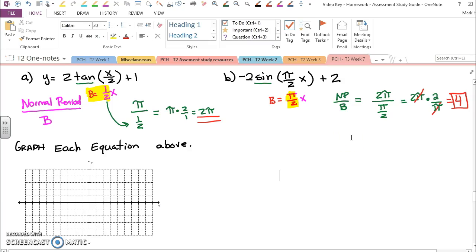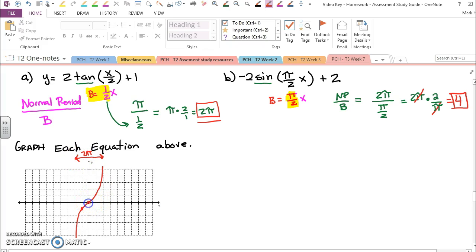We've been asked to graph 2 tangent x over 2 plus 1. And previously we figured out that the period was 2 pi. So that means tangent, which normally goes low to high like this, will have a period of 2 pi. So from this asymptote to that asymptote is 2 pi.